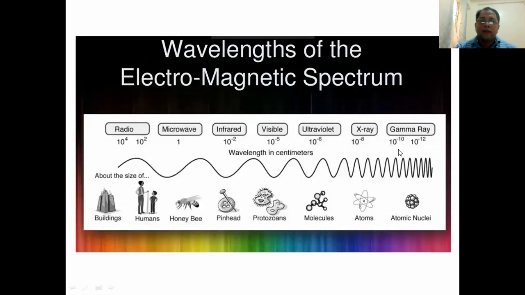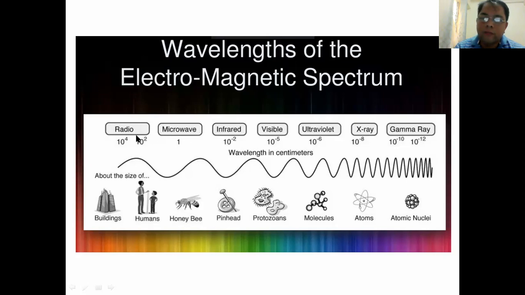Here are the different spectrums, the varied wavelengths of the spectrum of electromagnetic waves. So we have the radio waves, the microwave, infrared. The wavelength there gets smaller and smaller. So the length of a radio wave probably will be in terms of the size of a building. So I think 10 to the 4 is 10,000 meters.